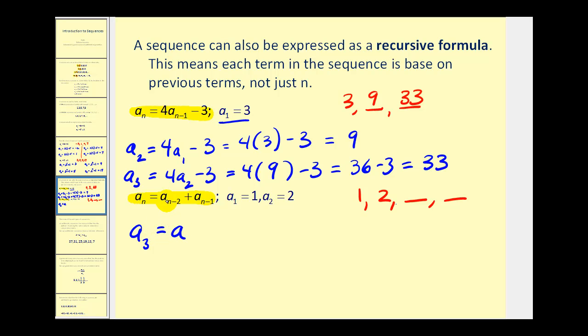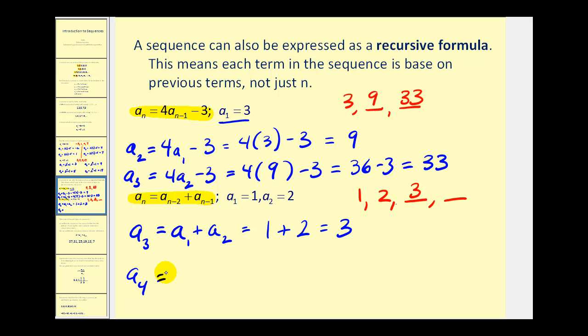So we have a sub 3 minus 2, that's a sub 1, plus a sub, again, n is still 3, so 3 minus 1 would be a sub 2. Well, a sub 1 is equal to 1, plus a sub 2, which is equal to 2, so we have 3. A sub 3 is equal to 3. Let's go ahead and find one more term.